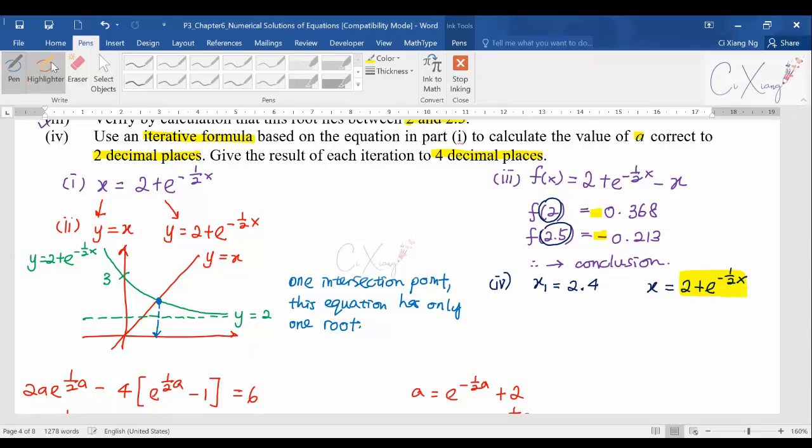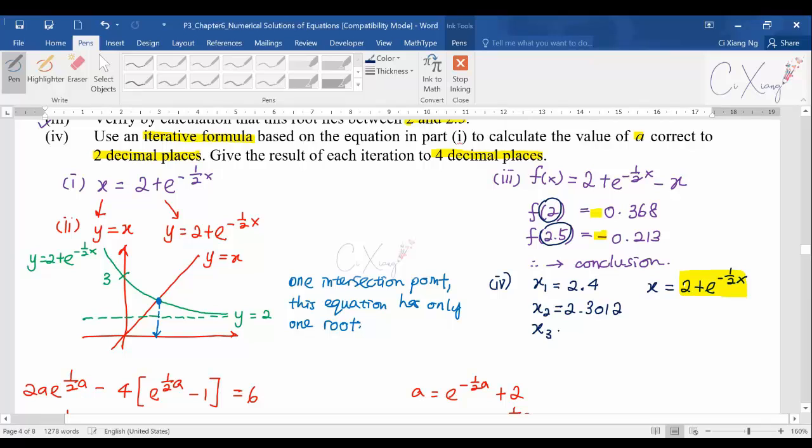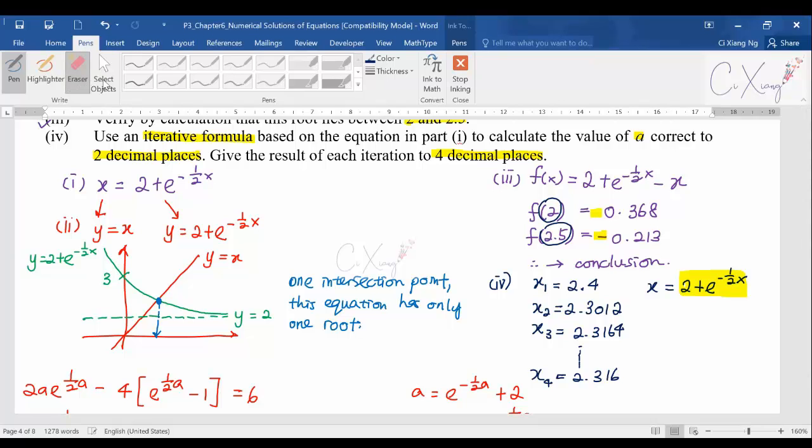Okay, then you follow the steps that I showed you in the previous video. According to my answer here, I'm getting 2.3012 as the second value. The third value is 2.3164. And then when I continue further, I will get the answer like 2.3144. So maybe this is x5.